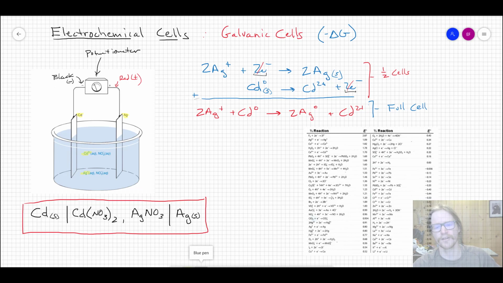When you add them down, you get this system where you have silver ion and cadmium 0 reacting together. Silver gets the electrons from cadmium, and then that yields cadmium 2+. So always, a total full electrochemical cell is going to be comprised of two half cells. We sometimes call those half reactions too. And you can couple any half cells together. It doesn't matter.